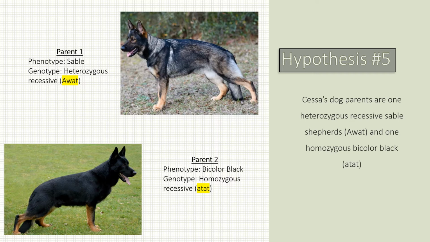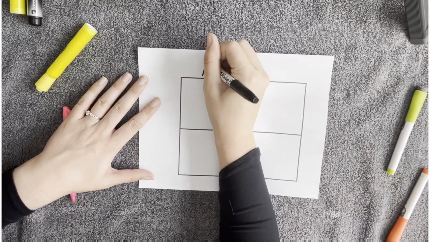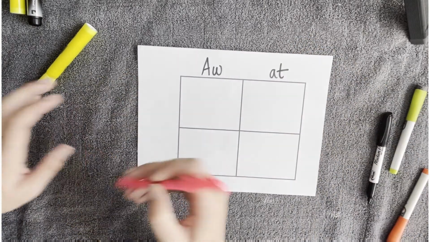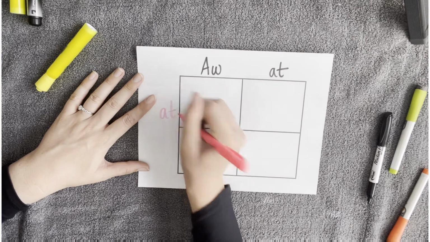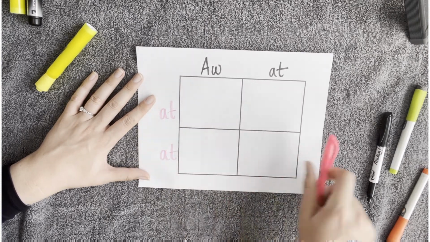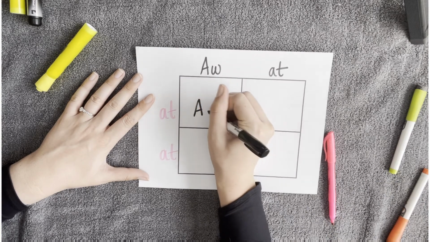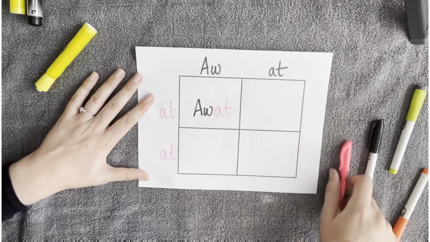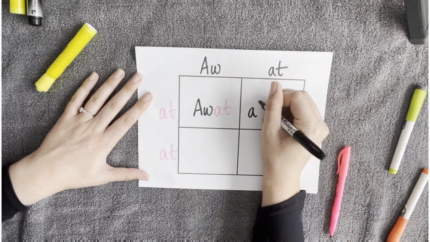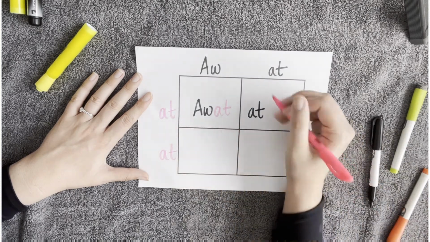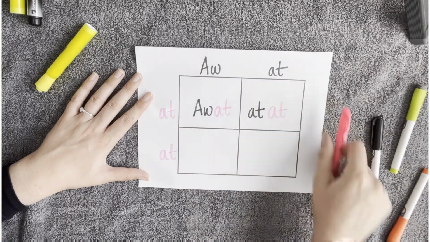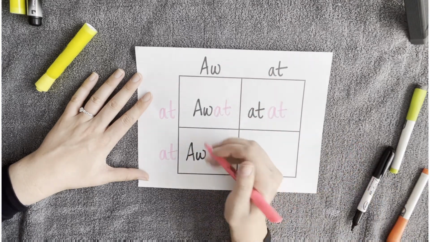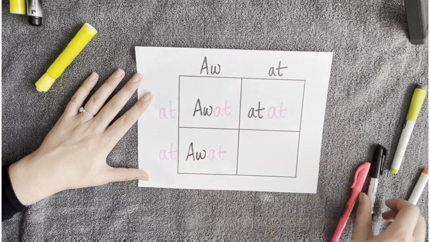So let's work through that Punnett square. As usual, we're setting it up. Parent number 1 is going to be our heterozygous recessive sable parent with that capital AW and then the second allele of the lowercase at. Then we're going to set up our second parent in pink on the side, and that is going to be our homozygous recessive, because that's the only way they come, bicolored black shepherd, that lowercase at. We're going to take alleles from each parent, and we're going to work through our Punnett square here to see if that hint that we came up with is going to be correct.